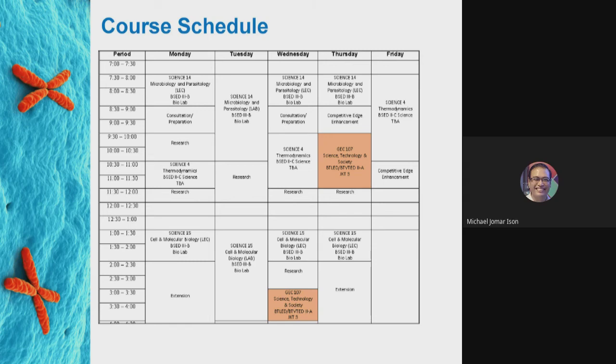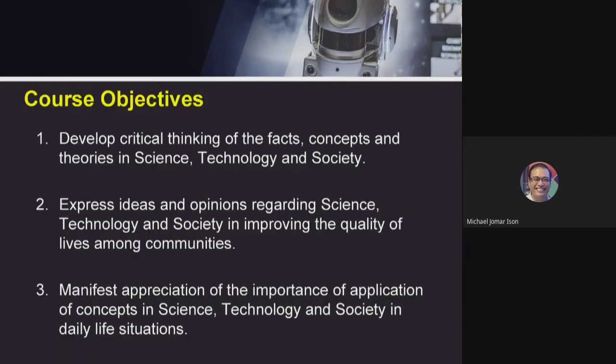Now, after discussing our course schedule, we talk about the course objectives. There are three objectives for our course. Number one is to develop critical thinking of the facts, concepts, and theories in STS. So you are expected to use critical thinking in all the aspects of our study. Number two, another objective of our class is for you to express ideas and opinions regarding STS.